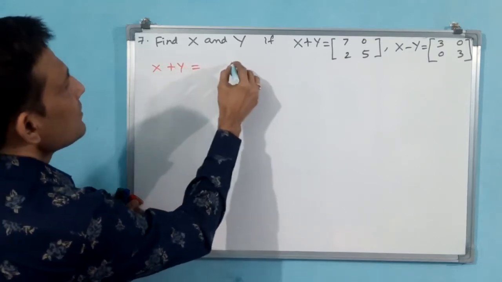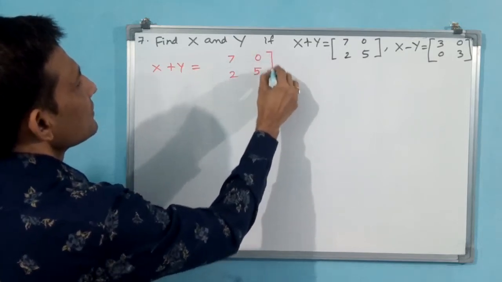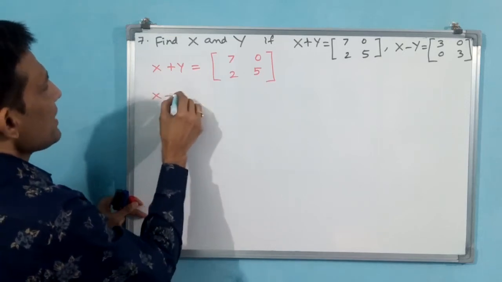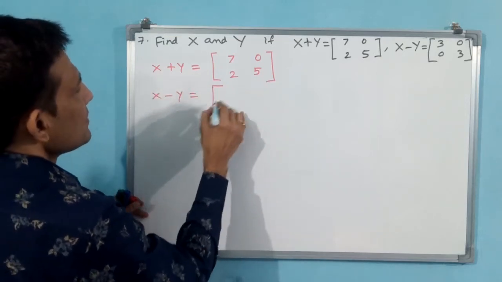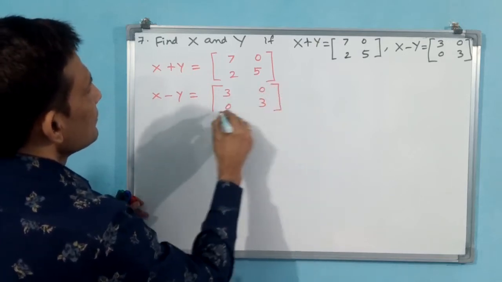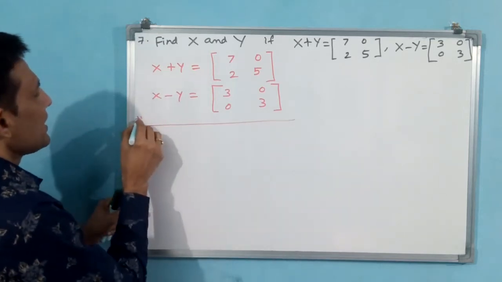x plus y is equal to 7, 0, 2, 5. Now x minus y is equal to 3, 0, 0, 3. Now what I am doing? I am performing addition.